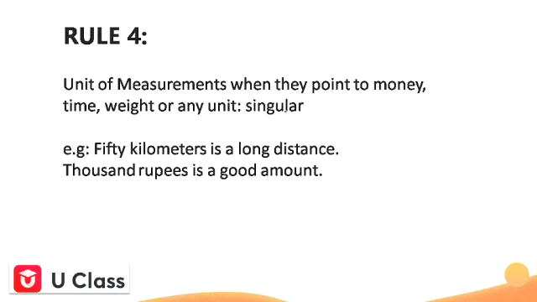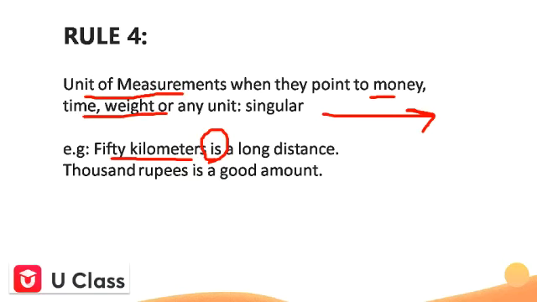Next is units of measurement. Whenever a unit of measurement points towards money, time, or weight, it is singular. For example, 50 kilometers is a unit of measurement, so it will be singular. Unless you're talking about spending, giving away or distributing, it is always singular. Is it clear? Please write it here. Add one sentence: unless you're talking about distributing, they are not singular. Just write this much.